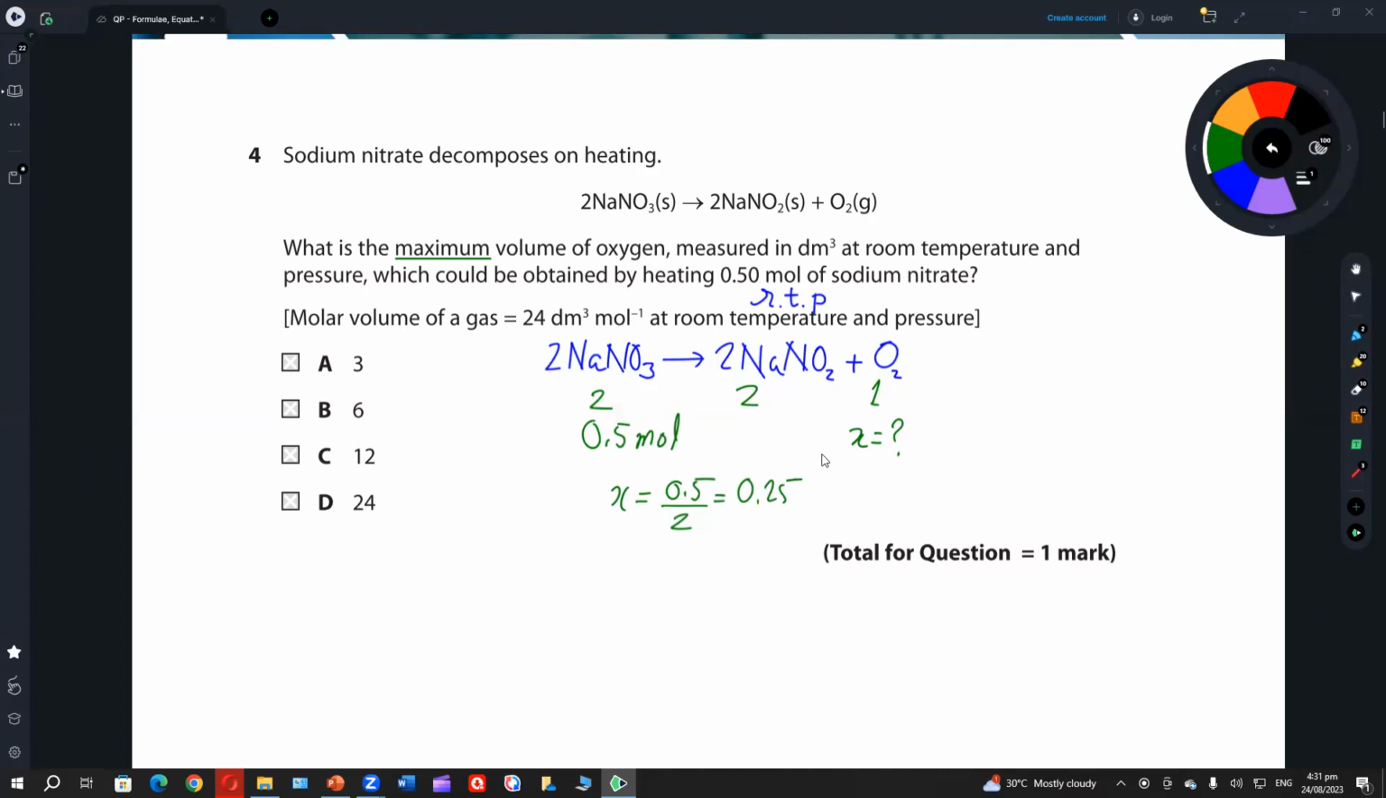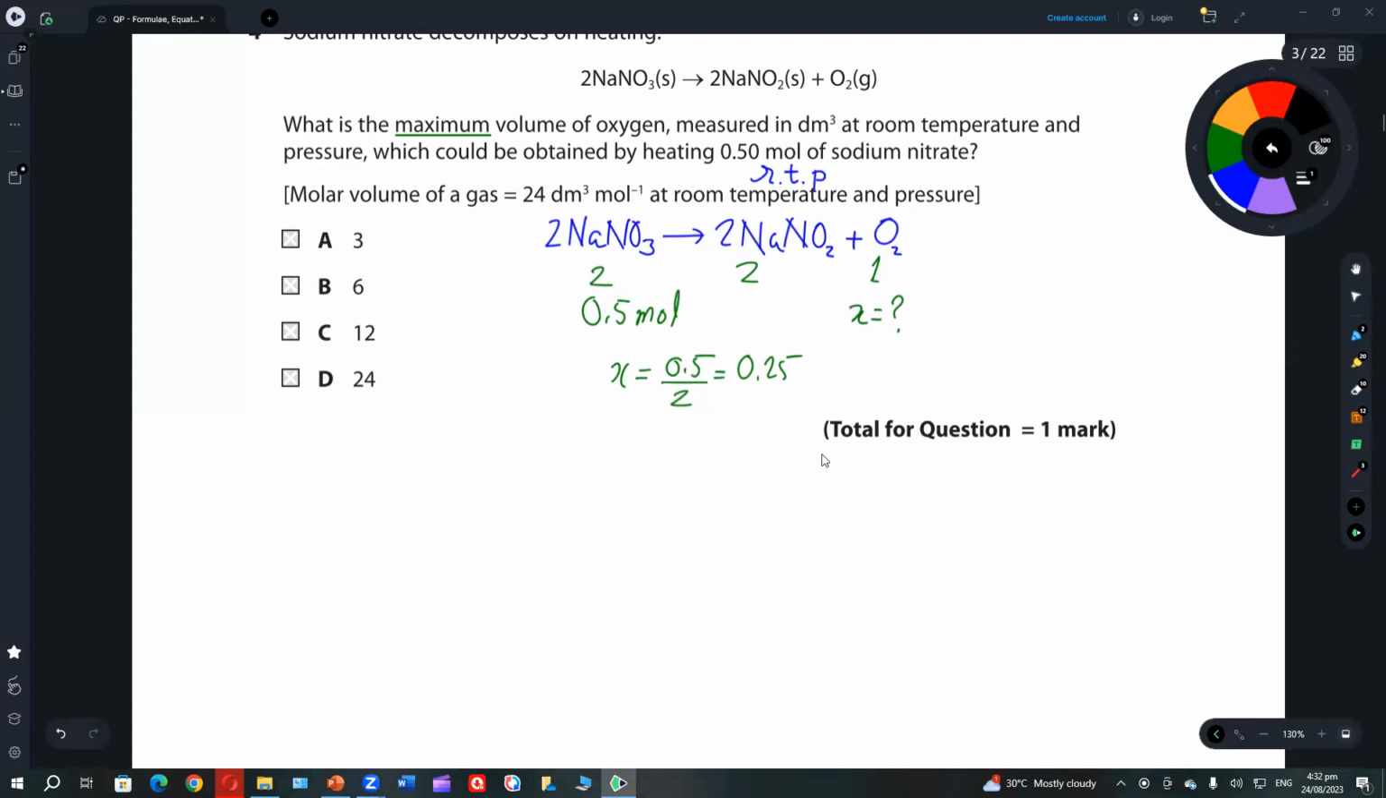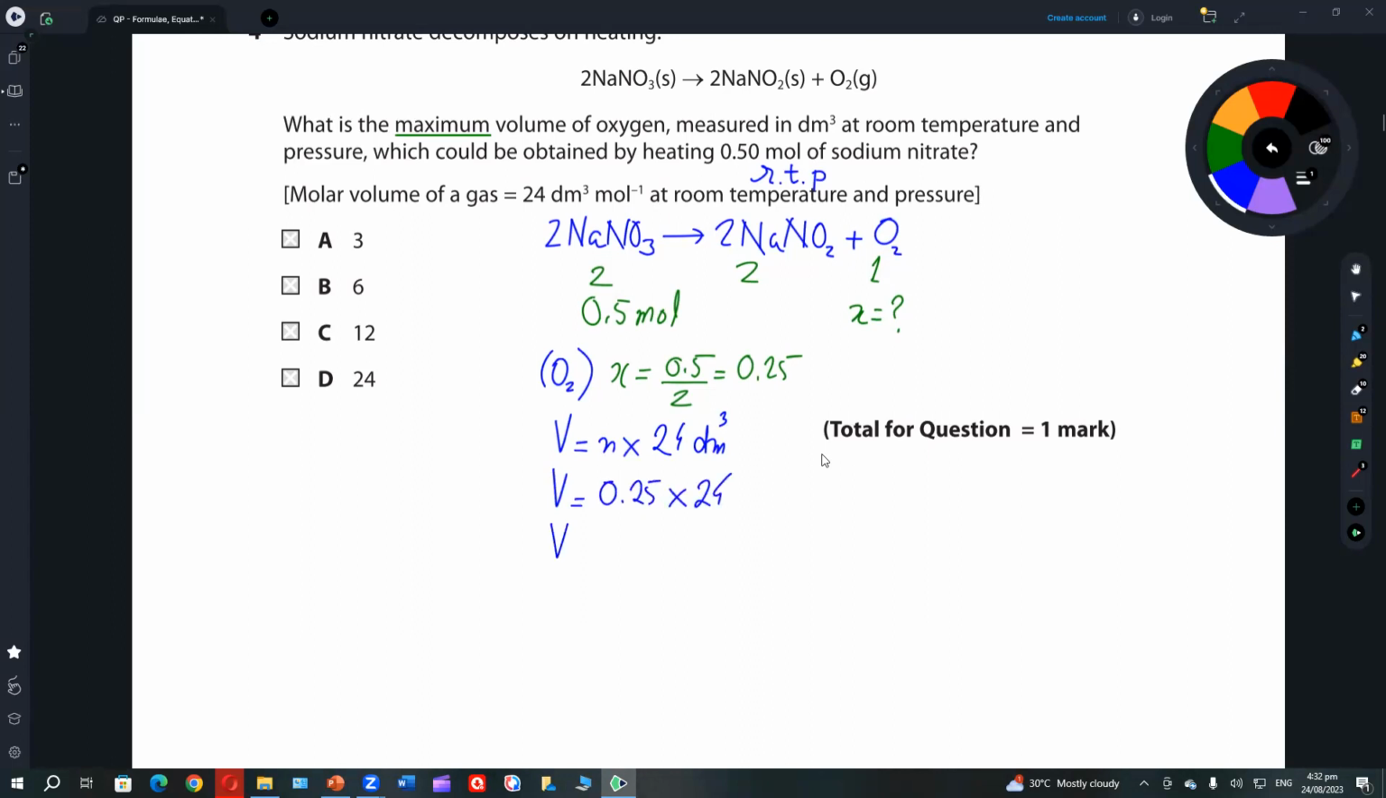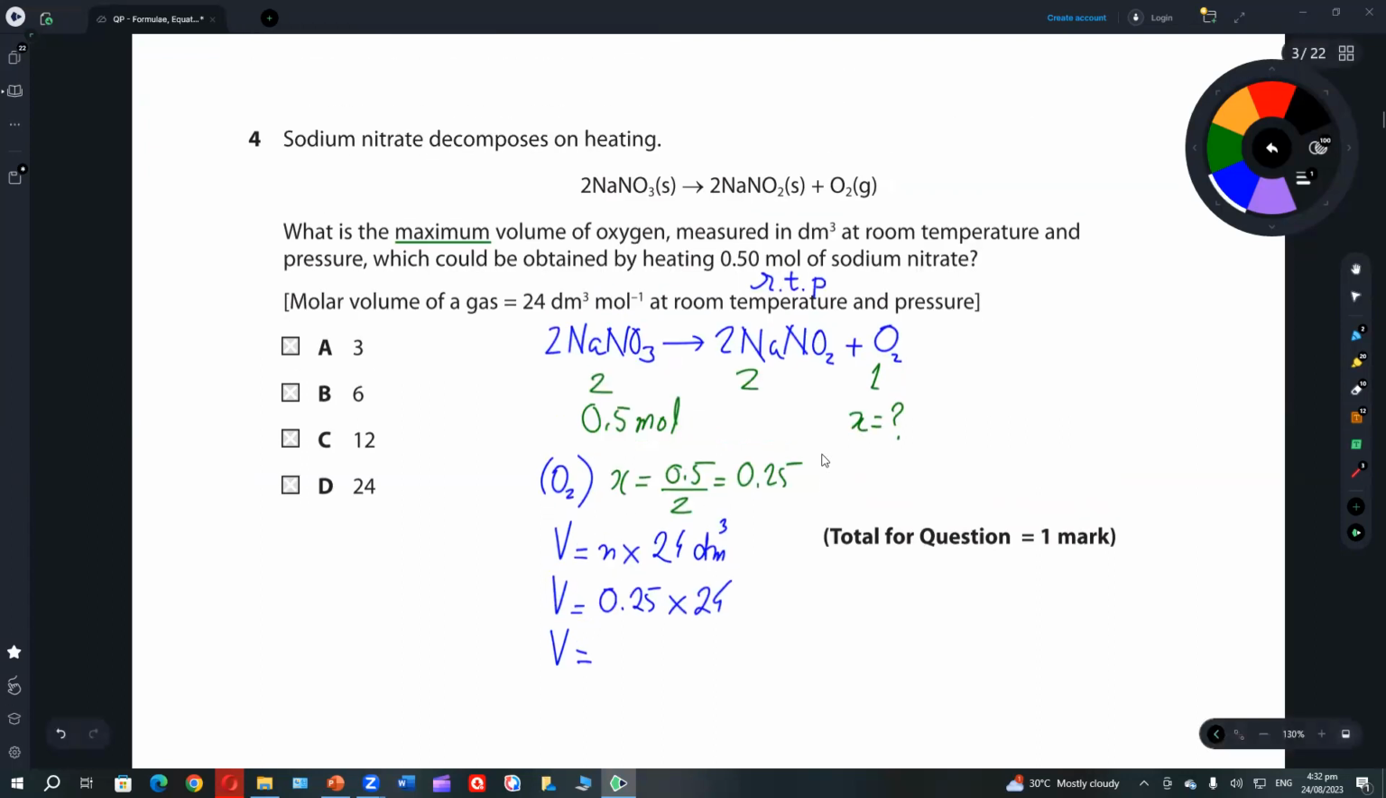And then after this, you would use the formula V is equal to n times 24, with the moles of oxygen. So it will be 6, option B. Volume is equal to n times 24 dm cube. So do this calculation. Yeah, it's 6, B.